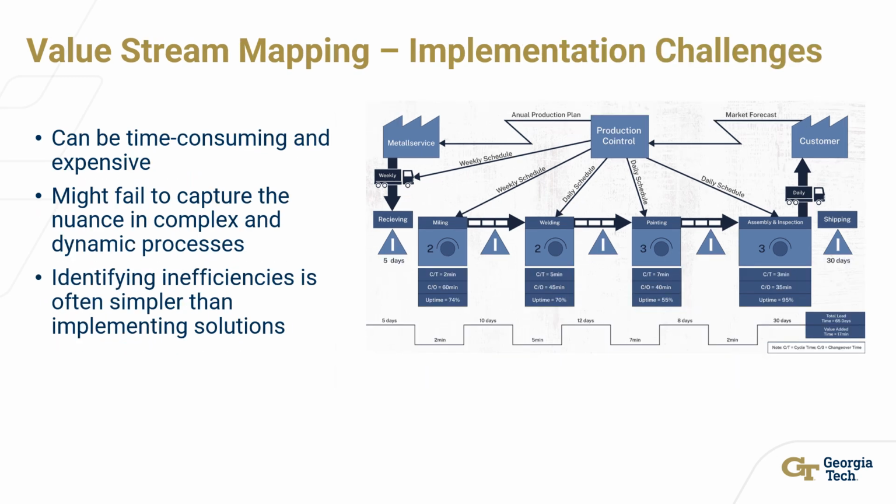While value stream mapping can drastically improve the efficiency of manufacturing plants, its implementation can include some difficulties. Value stream mapping can be time-consuming, expensive, and only describe a specific snapshot in time. It can fail to capture the nuance in complex or rapidly changing processes. Finally, identifying inefficiencies in a plant is often easier than implementing solutions to actually reduce waste. However, knowledge of where inefficiencies are is the first step to addressing them, making value stream mapping a crucial skill set for manufacturing engineers and operations leaders.